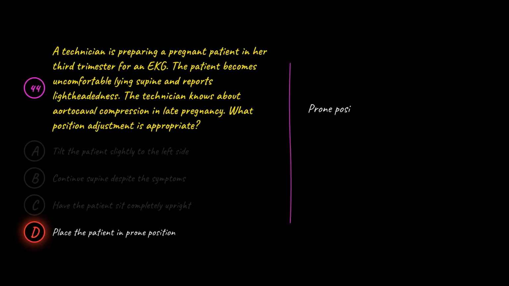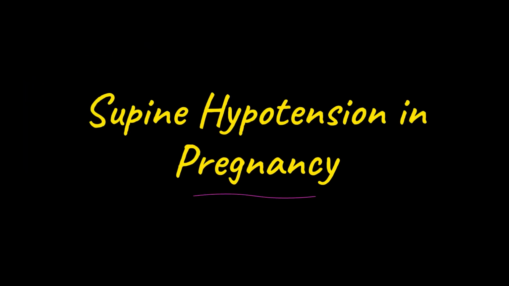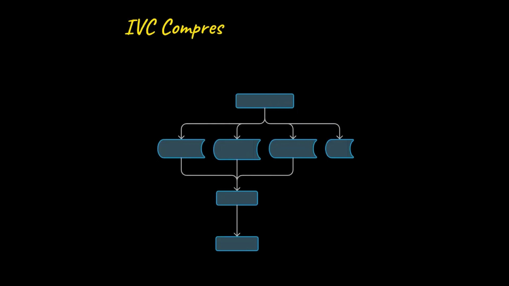D is wrong because prone position is even less safe for a pregnant patient and impossible for chest lead access. Prone offers none of the relief that the left lateral tilt provides while making the EKG impossible. When a pregnant patient in the third trimester lies flat on her back, a predictable mechanical problem can develop. Understanding why it happens and how to fix it instantly is essential for anyone performing EKGs on pregnant patients.